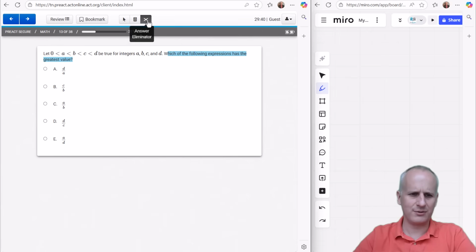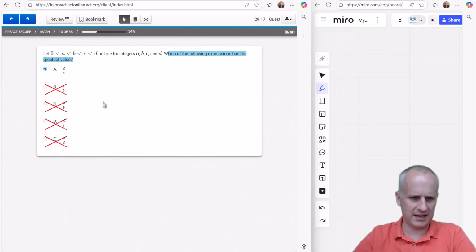Choice B is just going to be C and B, and we don't know that there's going to be a closer relationship between C and B than between D and A. We can also eliminate D and C, and we can eliminate A and D, which is actually going to be quite small because we've got the least value as the numerator and the greatest value as the denominator. Again, you could model this by plugging in values like 1, 2, 3, and 4 to just see how it would work.